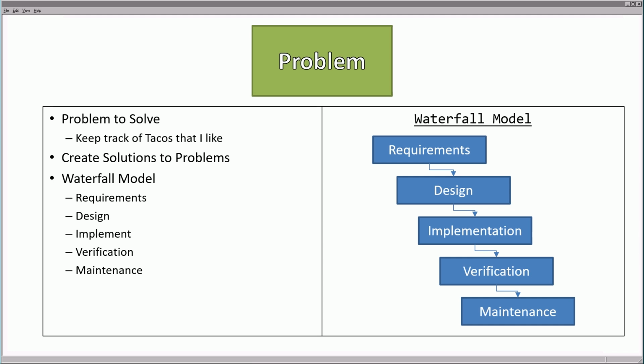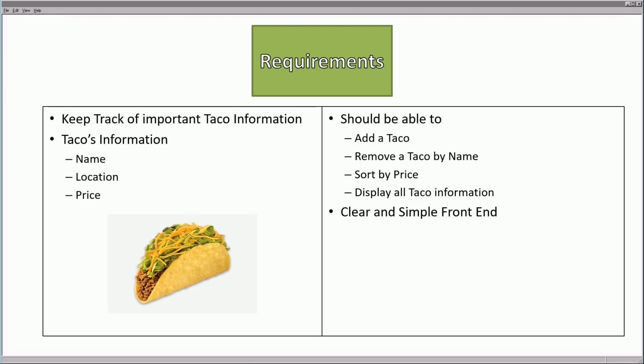Now going through a few of these parts. The requirements were that the software needs to keep track of important taco information, such as its name, location, and price. The software should be able to add tacos, remove tacos, sort them by price, and display all the taco information. The software should also have a clear and simple front end.